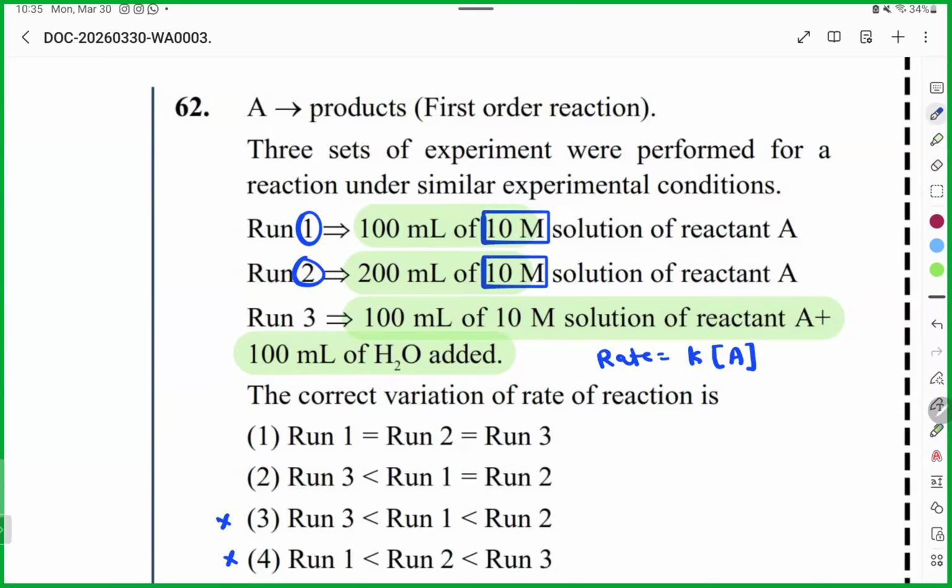Correct? Next, third, if 10 ml of the same reactant A reacts with 100 ml of H2O added, when you add extra H2O, then you know molarity will decrease. If you dilute, in case of dilution, what will happen? Molarity will decrease. If molarity decreases, rate decreases.